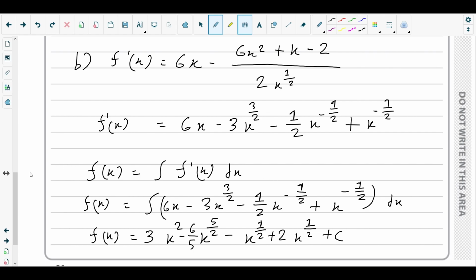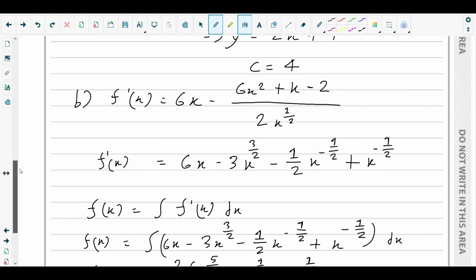Before finding the value of C, I think I missed something here. Look, negative, this is plus, so negative plus is negative. So negative x over 2x to the power half, right? So x, that would be negative half of x to the power 1 minus half. Okay, 1 minus half is just half, not negative half. So it would be just half.